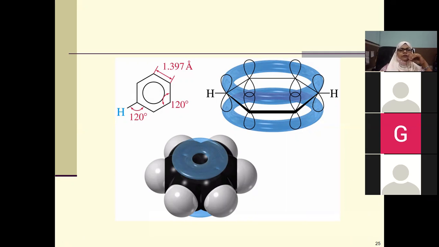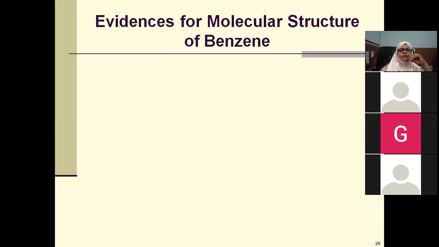Okay, so again here we have to show some evidences of molecular structure of benzene. Yes students, do you have any doubt? You can ask, so that I can tell you again, or if you have any doubt I can explain again.